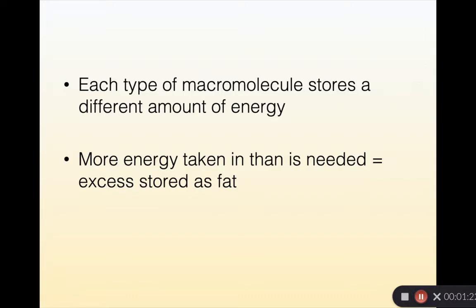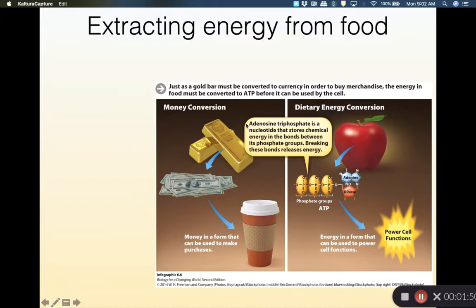From the previous lectures, we know that every type of macromolecule stores a different amount of energy, and those rates vary depending on what type of macromolecule it is. And then the secondary process of understanding storage is that more energy taken in than is needed is then stored in fat cells. A clever metaphor that your book uses to understand this idea of extracting energy from food is money conversion.